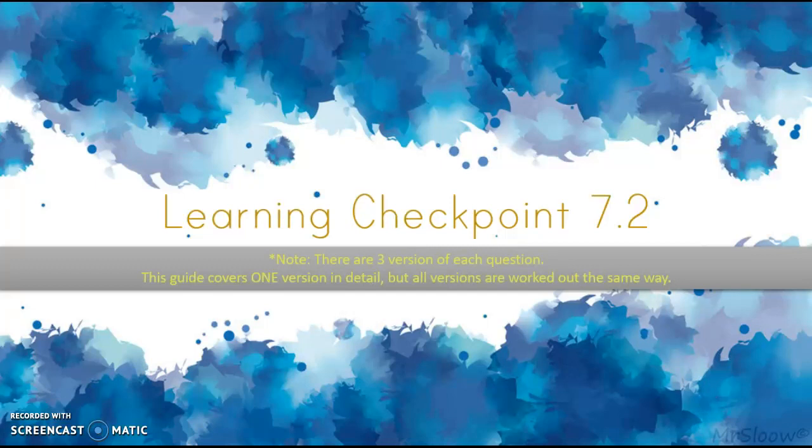So I'm going to go over one version of each question in detail, and then the other two versions of the questions will be worked out in a similar manner. So you'll just follow the steps of the example that I'm going to go over in detail, no matter which version of the question you have. So if your question doesn't look exactly like the one I'm going over, it's okay. You're not in the wrong spot. This quiz just has separate versions of the questions.